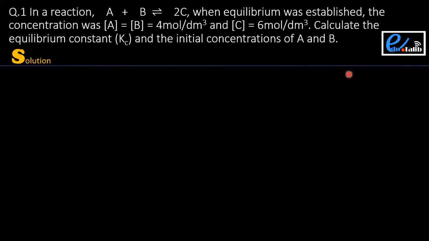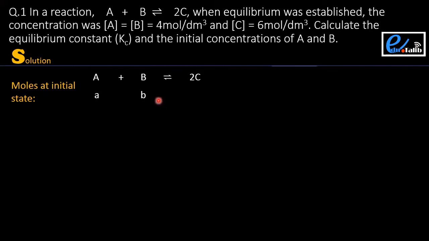Well, we have to start solving this. First, we have to copy the equation as it is given in the question, that is A plus B giving you 2C. Initially, what we have to write is the moles at initial state. Since the number of moles at initial state are unknown for both the reactants, we have to assume the number of moles are a and b respectively for reactants A and B. Since at the initial state, the moles of the product must be 0.